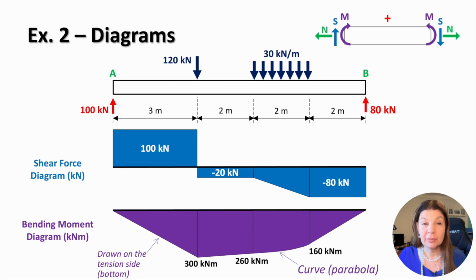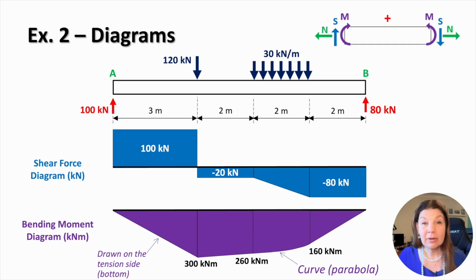we constructed the diagrams. The 120 kilonewton point load produced a sudden drop in shear, and the 30 kilonewton per meter distributed load caused the linear variation, as we can see in the shear diagram. Using the key values of bending moment that we calculated at significant points along the beam, we can sketch the bending moment diagram. We can see that between concentrated loads, the moment varies linearly, producing the straight segments of the diagram. However, in the region where the uniformly distributed load acts, the moment varies parabolically. This gives us a curved portion as shown here.